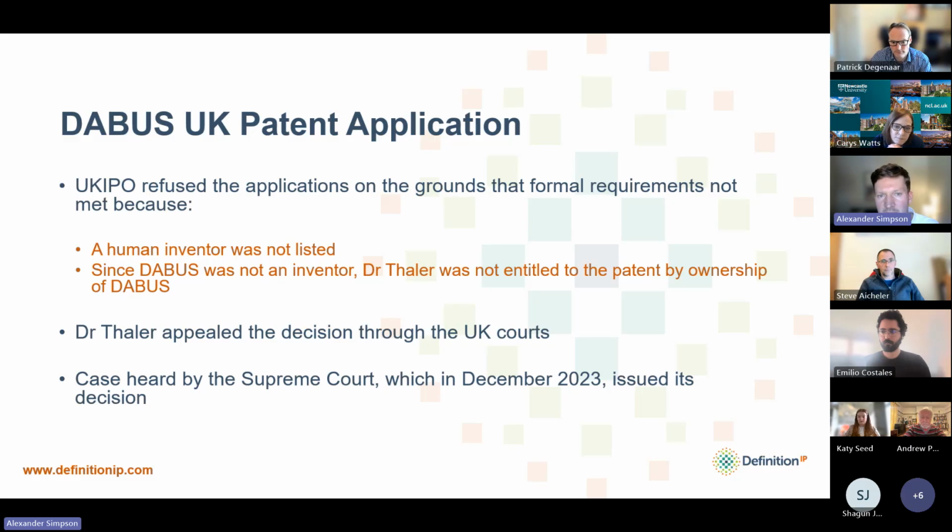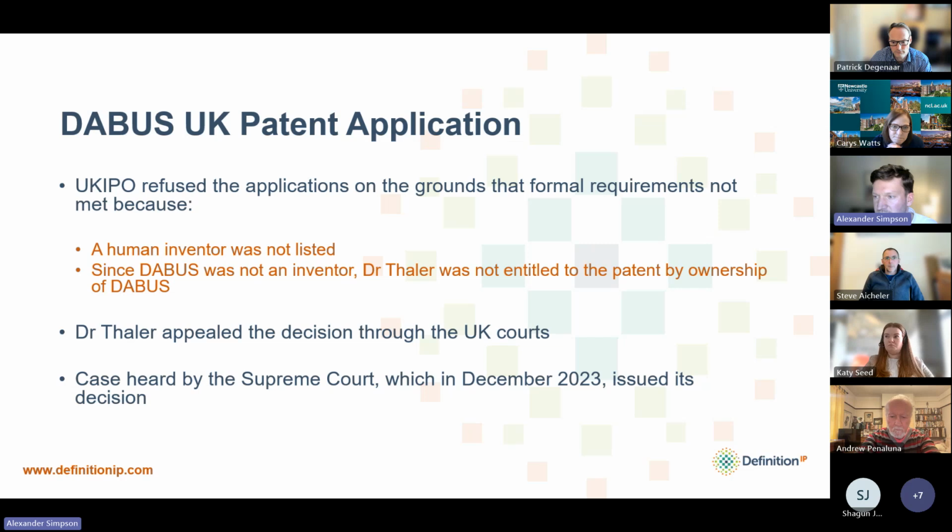So the UK Patent Office refused Dr. Thaler's applications on the grounds that he hadn't met the formal requirements, because the Patents Act requires you to name an inventor, and the inventor has to be a human being. And since Dr. Thaler had first tried to name DABUS, the Patent Office said that's not human, that's an AI. He then went on to say there was no inventor, but again the Patent Office said you have to name an inventor, so you can't get around it by saying nobody.